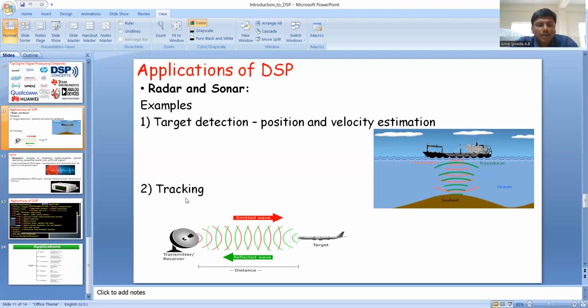Similarly for tracking, if any unknown object is entering our border, then through digital signal processing techniques we can send an emitted wave. If that wave hits the target, then after analyzing the reflected wave, we can estimate the properties related to that target. What is the distance of the target from the border? What is the velocity with which the target is moving, and in which direction? All those parameters can be extracted using digital signal processing techniques, because, as I said, all these are signals. If a signal has some information, then through processing techniques we can extract, manipulate, or analyze the information hidden in that signal.